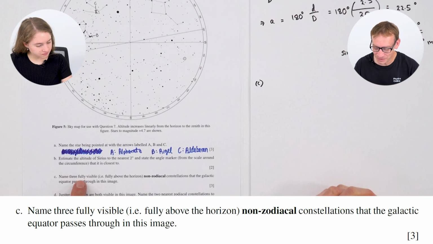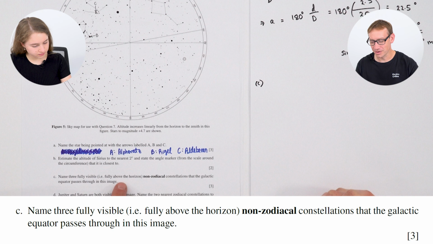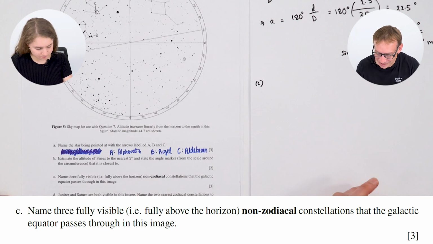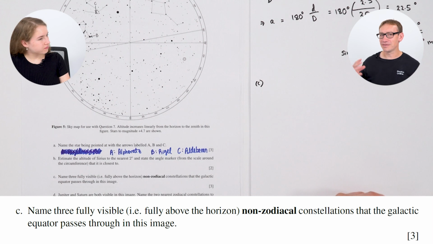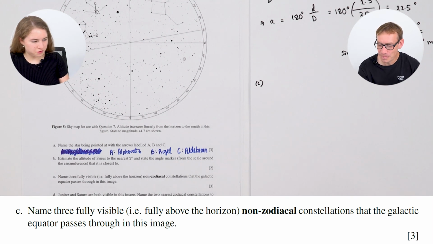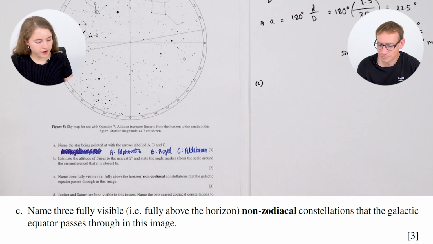So for part C, we need to name 3 fully visible, so stars above the horizon, zodiacal constellations that the galactic equator passes through in this image. Okay, so lots of stuff you have to understand to answer that. So how would you approach this? So this one's combining knowledge from different parts of the syllabus, because firstly you need to know which constellations are on the galactic equator.